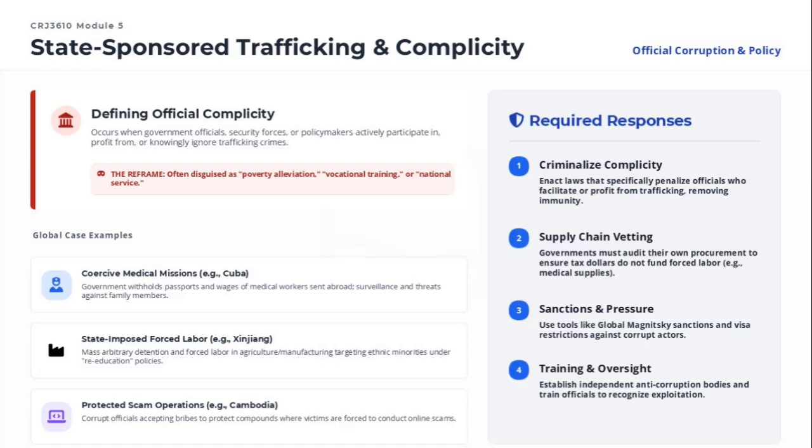International responses include sanctions, visa restrictions, and supply chain audits to prevent goods produced by forced labor from entering global markets. Law enforcement and policymakers must recognize that trafficking is not limited to criminal gangs. It can also be embedded within state systems, requiring diplomatic pressure and international cooperation to combat effectively.